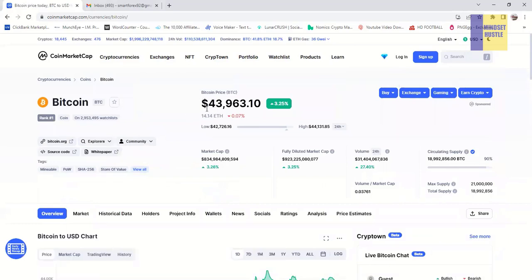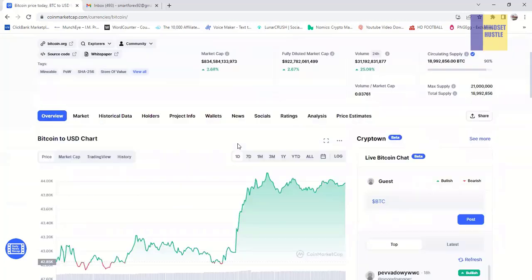Now, once you click on it here, you can see the current price per that particular token, in this case Bitcoin. This is the current price per BTC, 43,942. So almost 44,000 per BTC, which means BTC has really moved today.